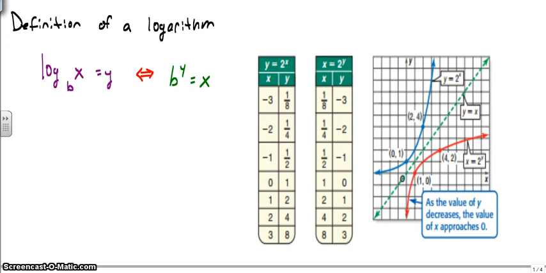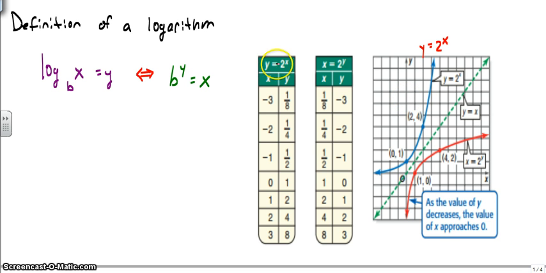Now we're going to look at the definition of a logarithm. Where does the actual function come from? So we've talked about exponentials. That was the last lesson. Here's our exponential graph. The blue is our exponential graph, y equals 2 to the x. And logarithms are the inverse of exponential functions.